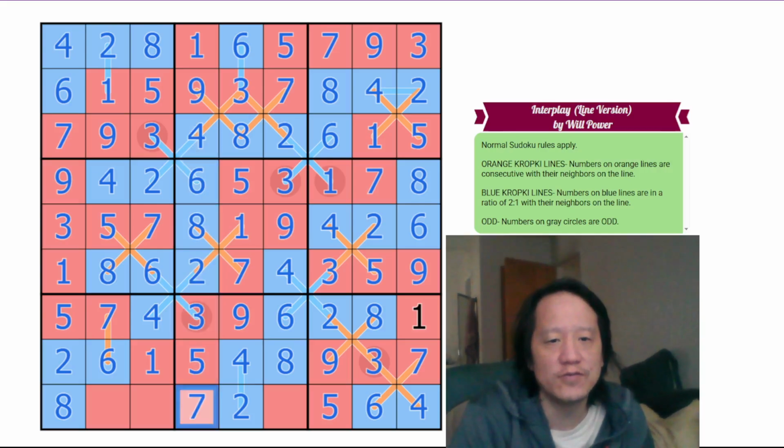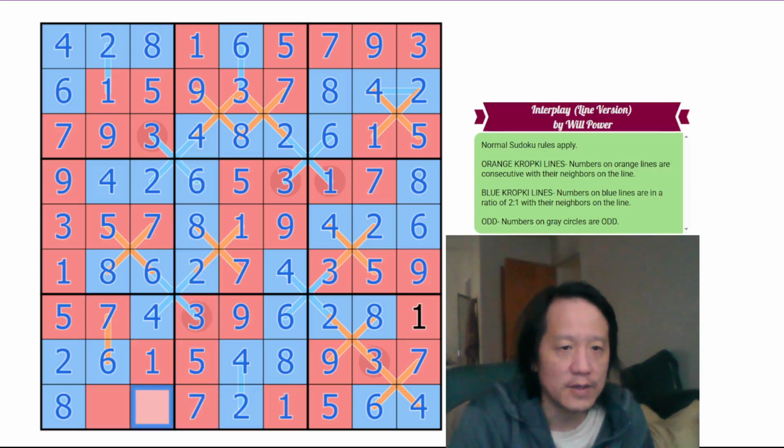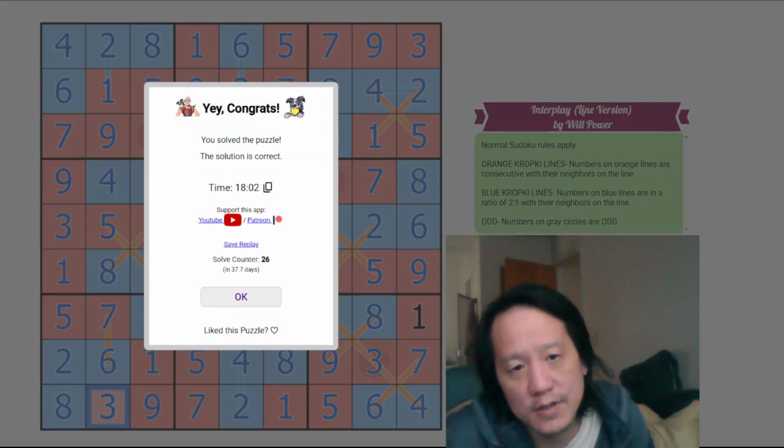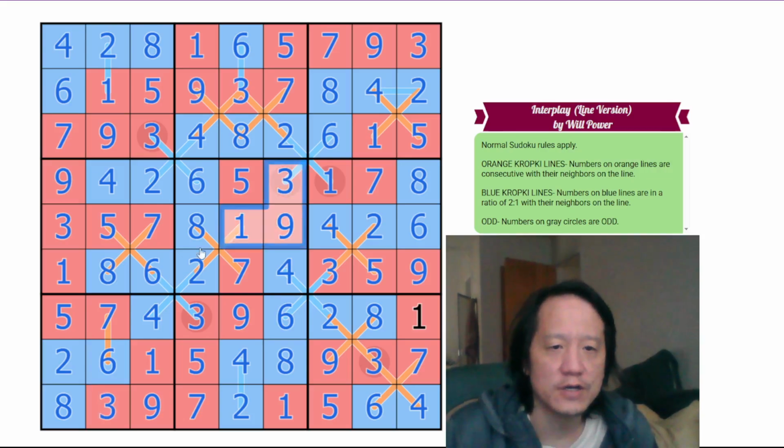Which makes this 7, this a 1. And we're missing a 9 and a 3. So that's a solution for it.